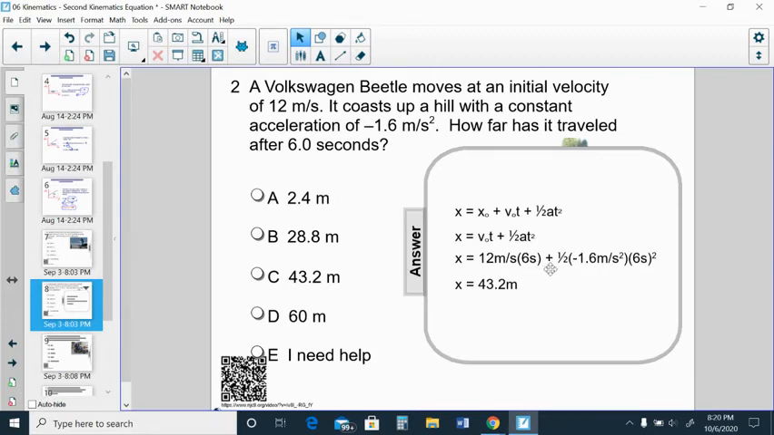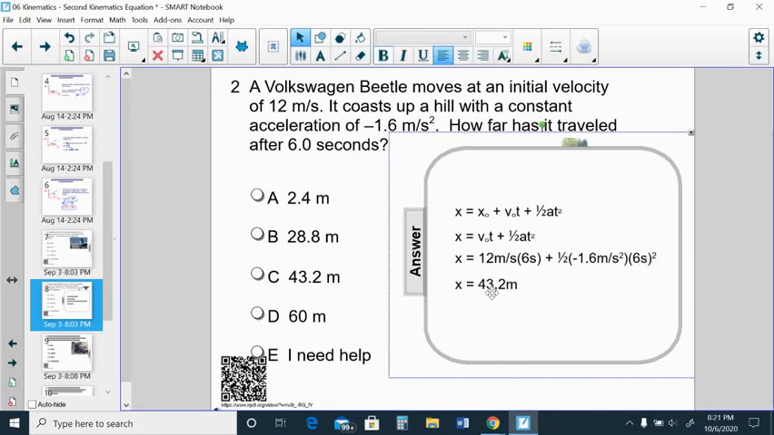Then we add that to the half times negative 1.6 meters per second squared acceleration times 6 seconds, but squared. Remember, don't forget to do that step. And you end up with 43.2 meters.